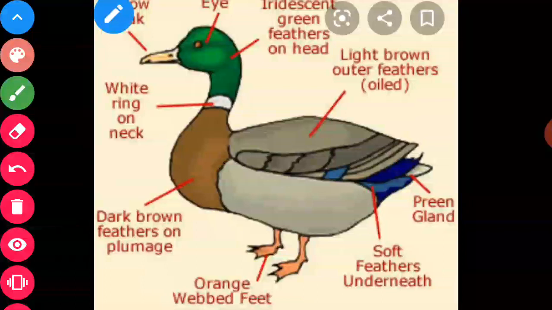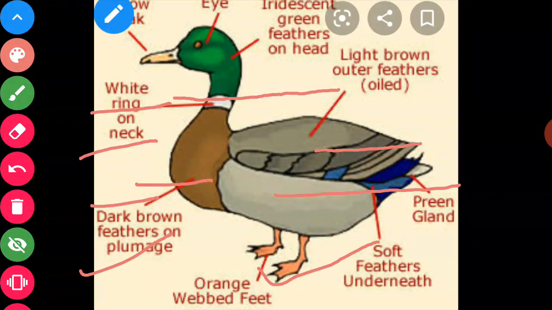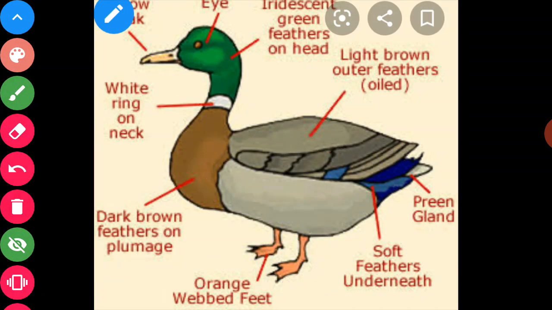This is the structure of the duck. The duck has webbed feet, which help it in swimming. It has a flat beak. The duck has a flat beak to pick up animals under the water to eat.